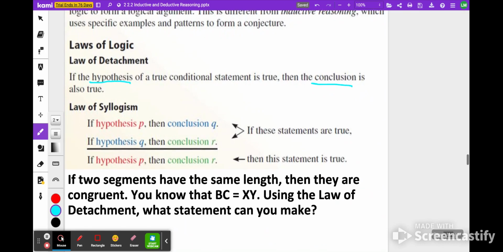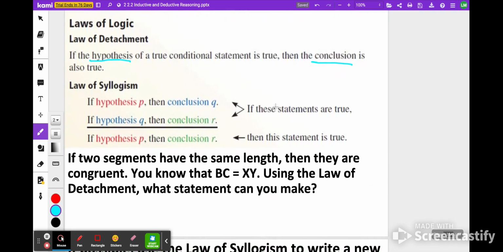The law of syllogism, though, is a little bit different. If you have a hypothesis P and you are able to conclude Q, then that means you can make a hypothesis from Q and then create another conclusion. Okay, that only happens if those two statements are true. And again, we'll talk about an example in a minute. If the hypothesis, so going from there, you can go back and use the original hypothesis P, and then make that conclusion all the way down to R.